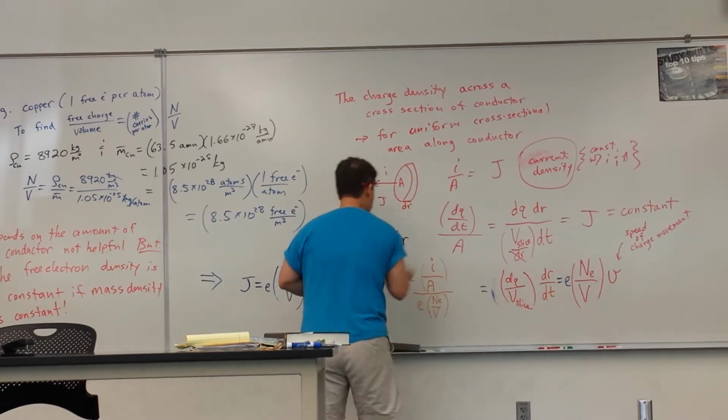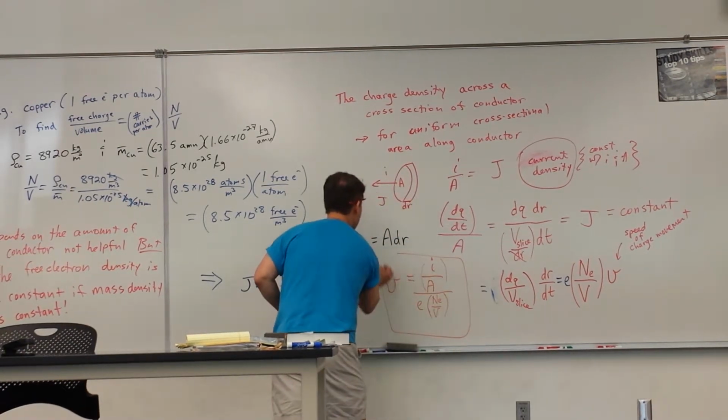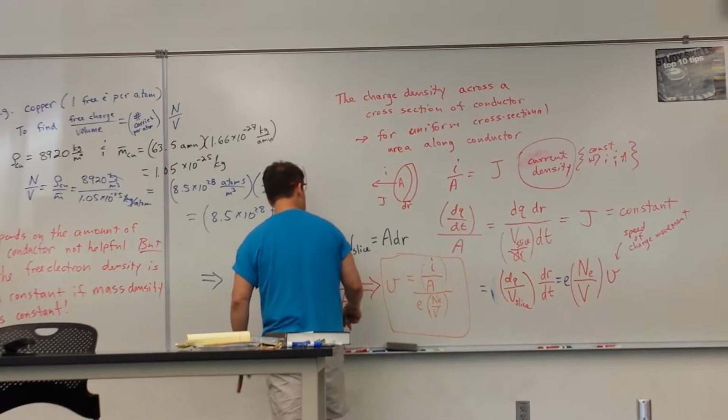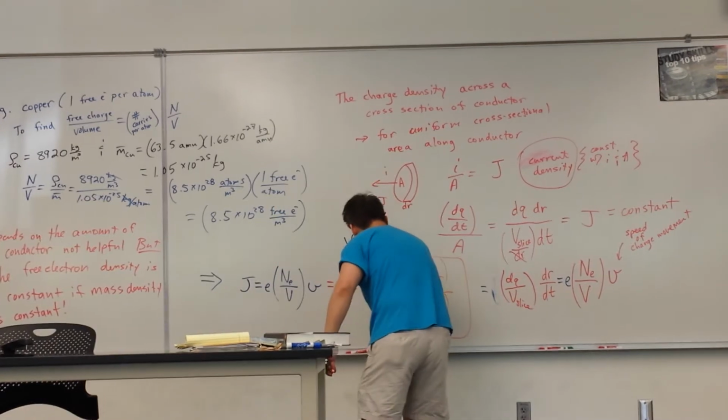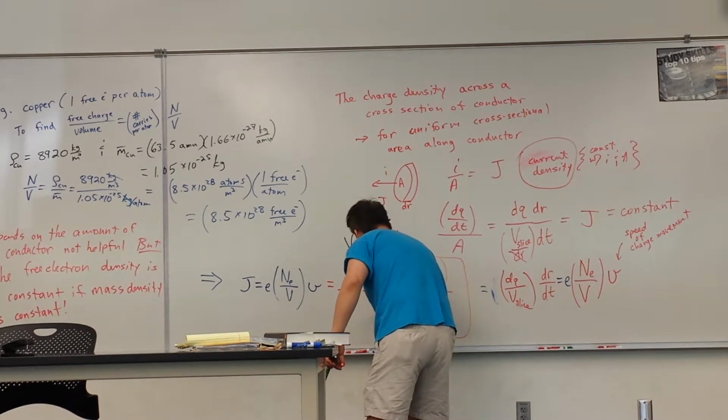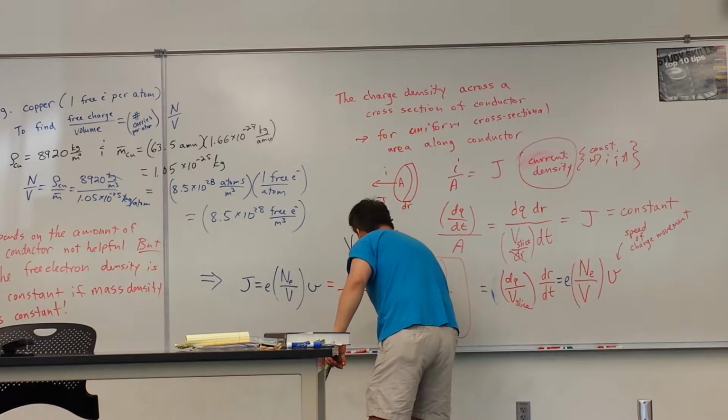So I would highlight this. This is the drift velocity relationship, or drift speed.